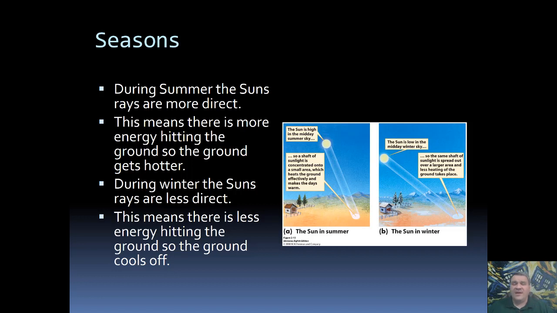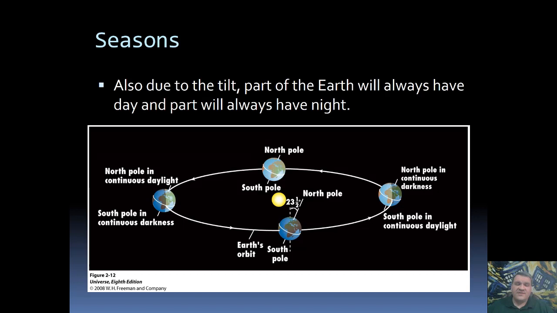Now, one way to tell that this is what's actually causing the seasons is as you compare seasons between the northern and southern hemispheres. When it is summer in the northern hemisphere, it is winter in the southern hemisphere, and vice versa. And this is completely caused because of the tilt. So notice when the northern hemisphere is tilted towards the Sun, the southern hemisphere is tilted away. When the southern hemisphere is tilted towards the Sun, the northern hemisphere is tilted away. So the seasons are exactly flipped.